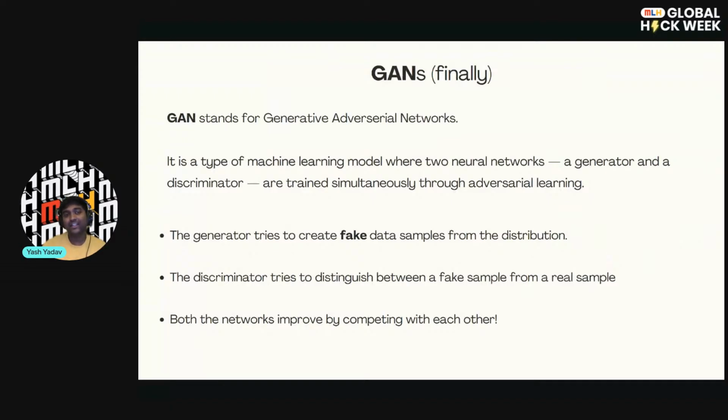What GANs are, essentially, is not one model. It's two different neural networks, called a generator and a discriminator. And what GANs do is pit them against each other. So the generator fights against the discriminator. The generator tries to create fake data samples from the distribution, fake images that could pass off as the real thing, right? And then the discriminator tries to distinguish between a fake sample and the real sample. With that, both of the models slowly improve by competing with each other.